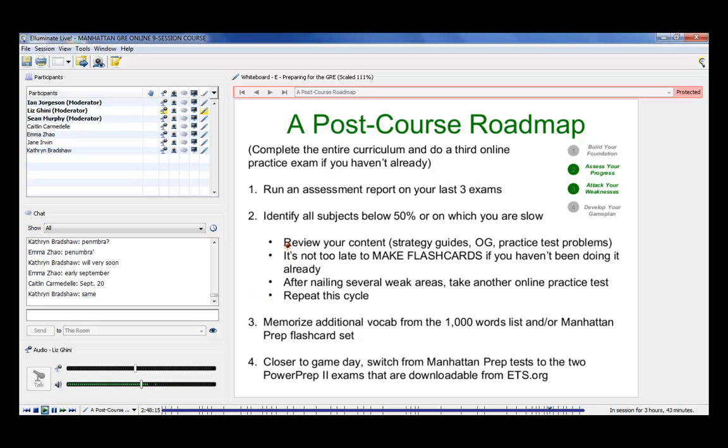All right, so if you have more than 10 days, you have time to make more flashcards. If you have a week or more, you have time to do a little more of this. If you have less than a week, Catherine, are you within a week? You do not have time for this, all right? You're not within a week? Okay.